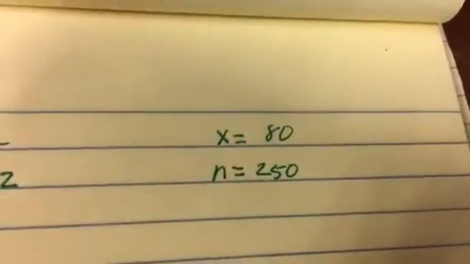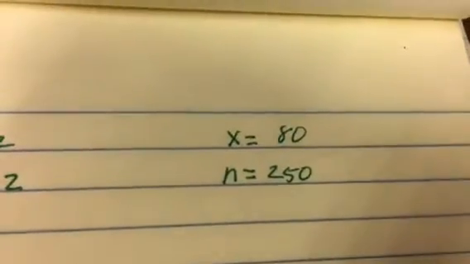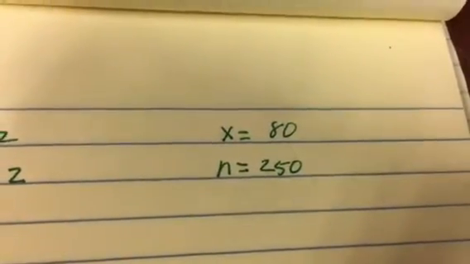Notice our sample size is 250, and the amount, whoops, I wrote the wrong number. The amount that spoke to their pets was 85. Let me make that 85.